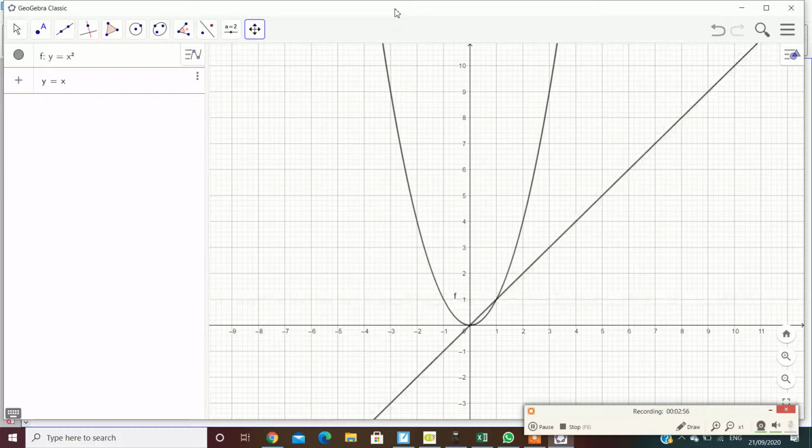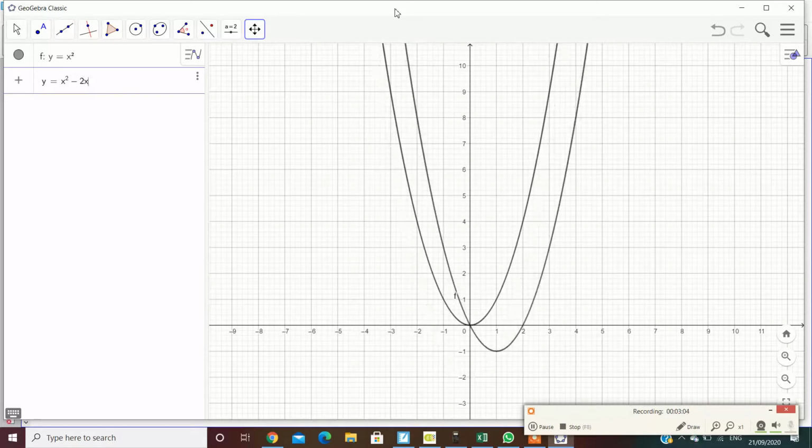X squared, take away 2x. What happens? It no longer crosses that 0, 0 only, it also crosses that 2, 0. Crosses that 2, 0, doesn't it? Is it the same width and shape as the previous one? It is, isn't it? It's the same width and shape as the previous one, but it just went to the right slightly, didn't it? It almost went right and down, didn't it?